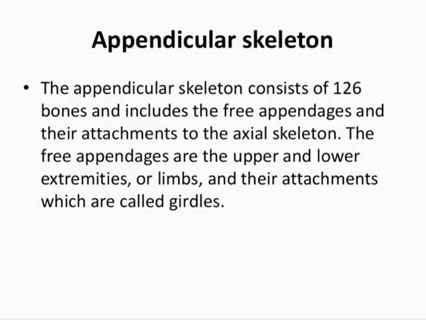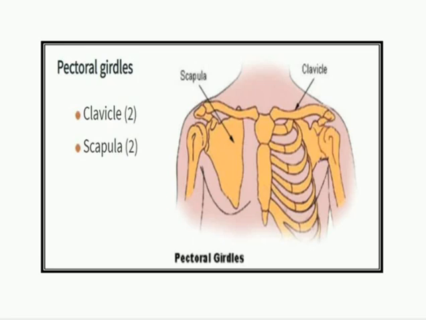Now coming to the appendicular skeletal system. This mainly consists of your upper and lower extremities or the limbs and their attachments. Now coming to the first part of your appendicular skeletal system, your pectoral girdle. It consists of your clavicle, which is termed as your collarbone, and your scapula. So there is one pair of clavicle and one pair of scapula. In all, there are 4 bones present in your pectoral girdle.